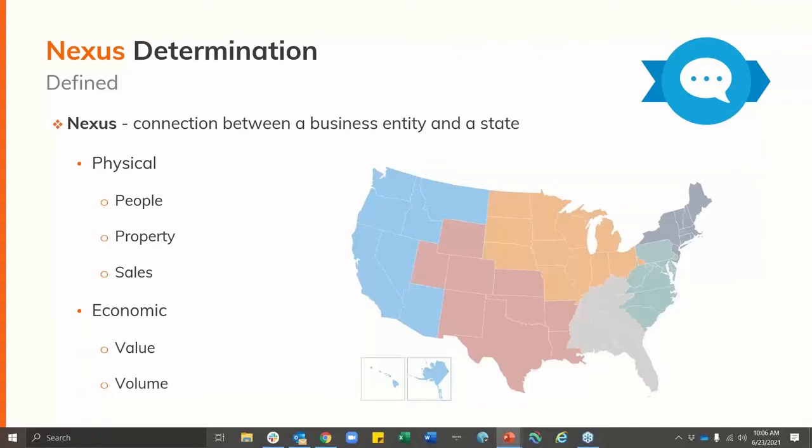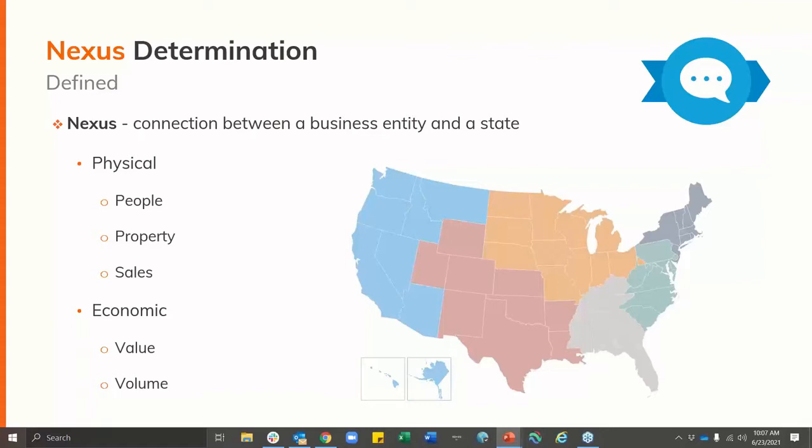So for instance, a value threshold could be as low as $100,000. But some states go higher than that because they recognize that, do they really want to be going after really small businesses who may only have $50,000 of sales in their state, as opposed to a bigger business that might have $100,000 to $500,000 in that state. But the transaction threshold has been a little bit problematic in that it is pretty low. 200 separate transactions in a state could subject you to a state's nexus laws.